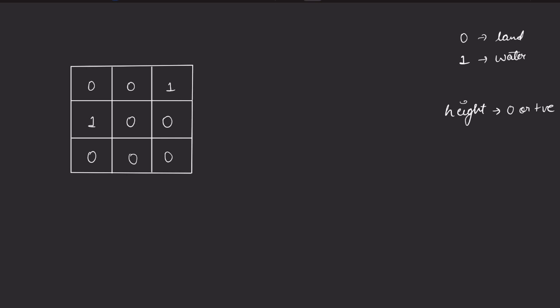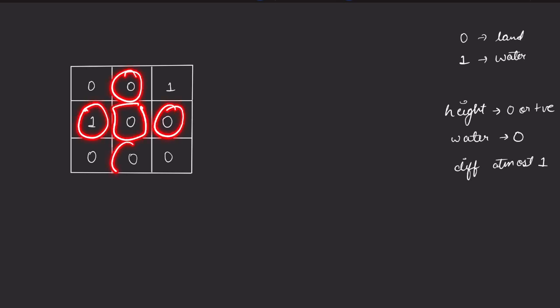Then the next thing is that wherever we have a water cell, its height will always be 0. And the third thing is that the difference between the height of any two adjacent cells should be at most 1. By adjacent cells, they mean if this is the cell, then the cells adjacent to it will be the top, left, right, and bottom. So the absolute height difference between any two adjacent cells should be at most 1, right?